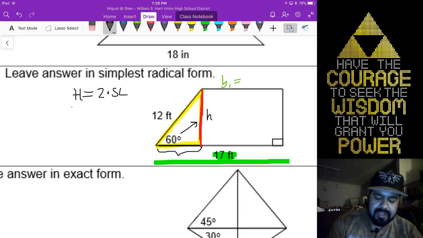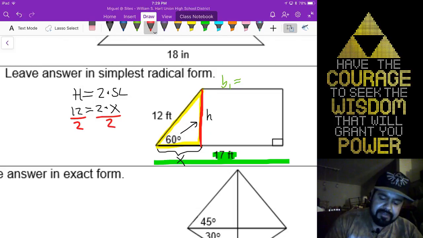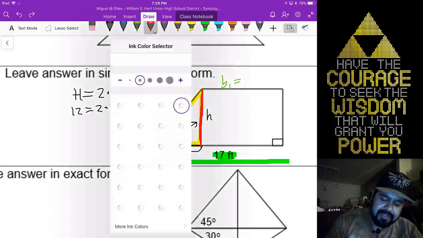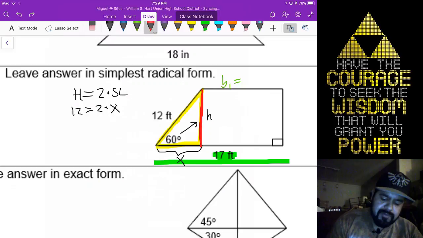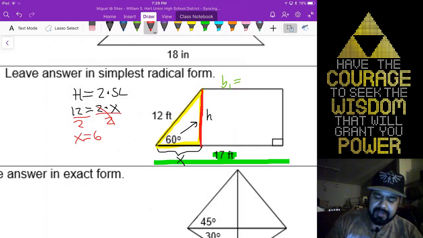Since our hypotenuse is 12, let's call the short leg x. Dividing both sides by 2, we get x equals 6. So this little part down here is 6 units long.